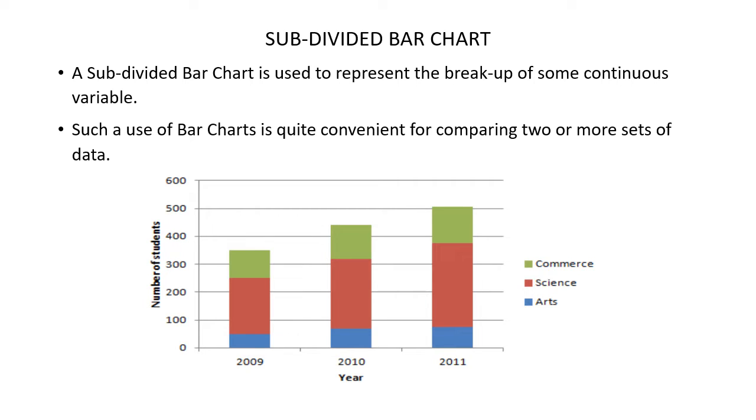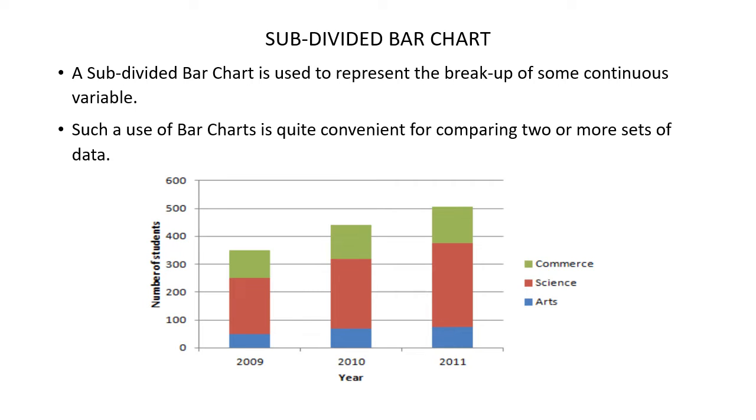This subdivided bar chart tells us about the number of students studying in commerce, science and arts in various years. Now, in this subdivided bar chart, the number of students studying commerce is represented by green color, and number of students studying science is represented by brown color, and number of students studying arts is represented by blue color. Now here the year is plotted along the x-axis, whereas the number of students is plotted along the y-axis.